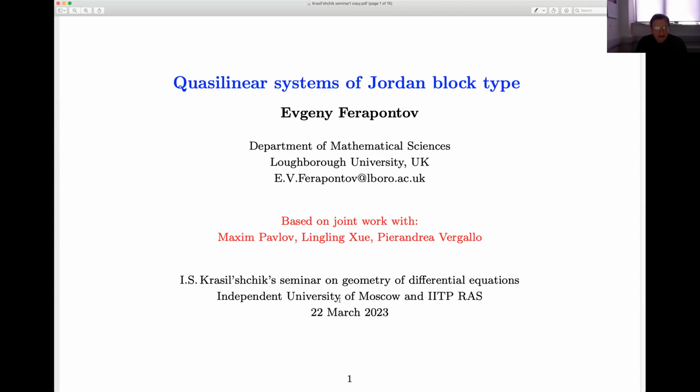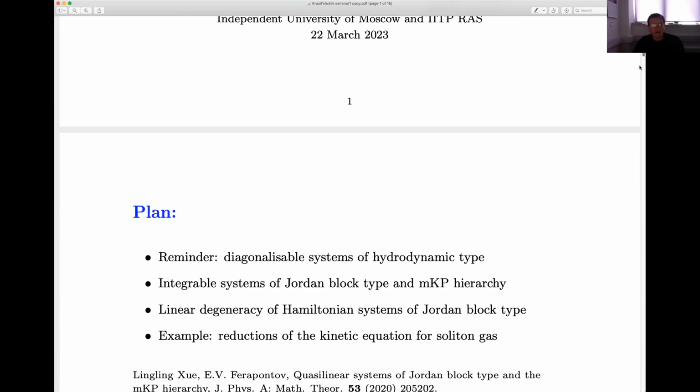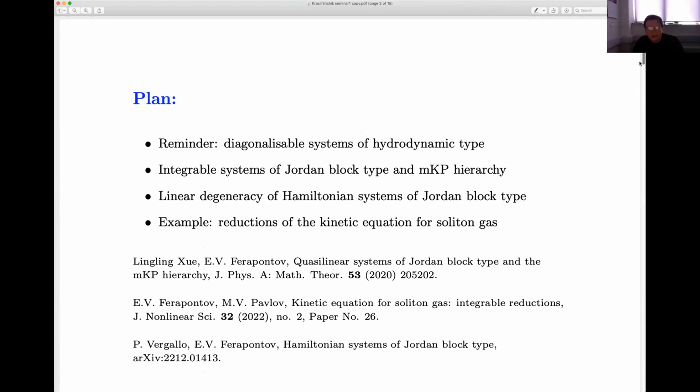So here is the plan of my talk. Can you see the screen yet? Okay, so this is the plan of my talk. Please let me know if something goes wrong. So I will start with a reminder on diagonalizable systems of hydrodynamic type. This is something very well understood, right? And then I will move on to systems of Jordan block type.